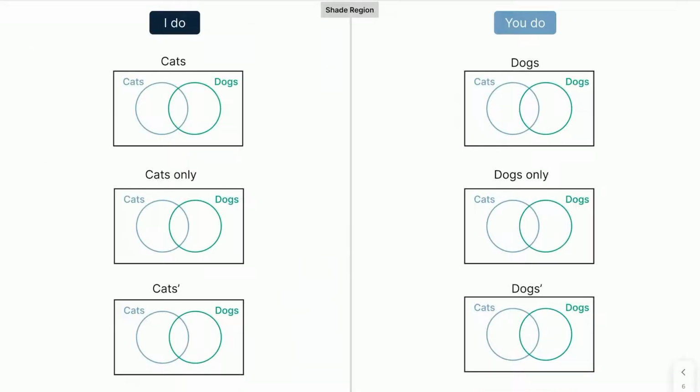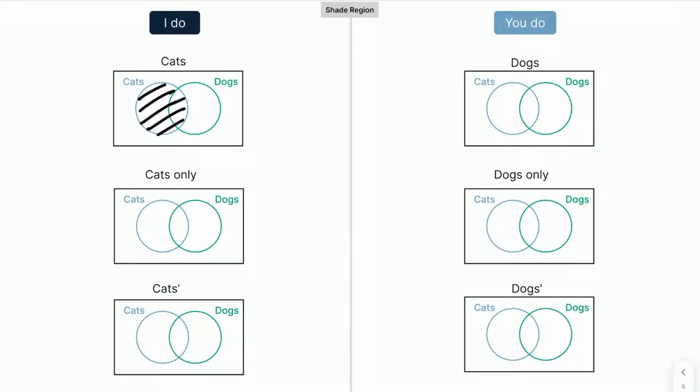So the way my videos work, I'm going to do the example on the left. You're then going to grab a piece of paper, press pause, and have a go at the example on the right and work with me. So on the left, we've been asked to shade cats. So we have a Venn diagram with cats and dogs. Now, cats is everything inside this bit. Okay, so if I was to shade that, that would be everything inside this bit.